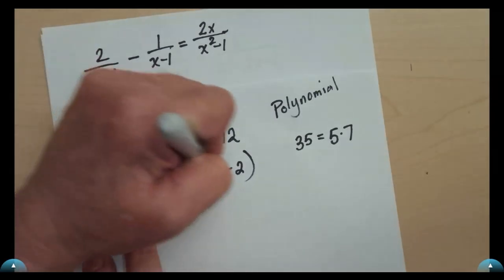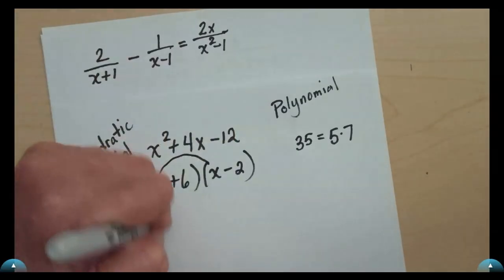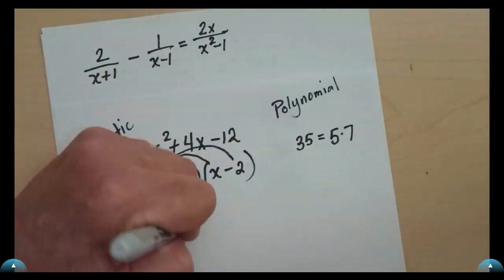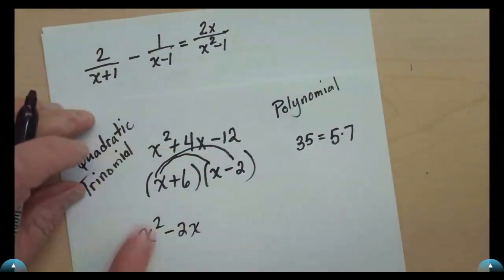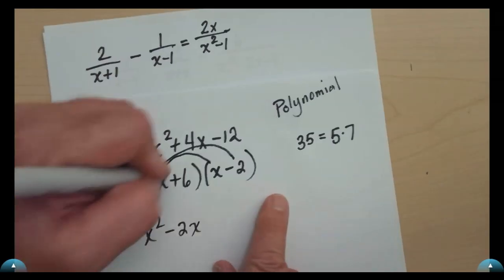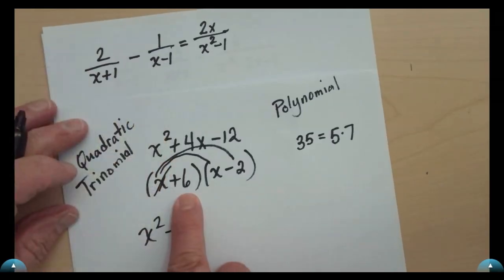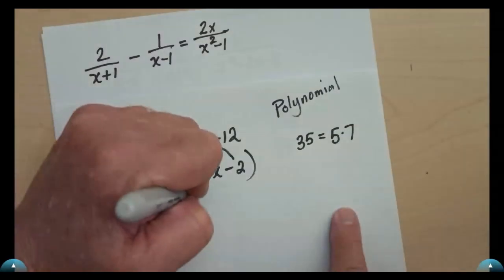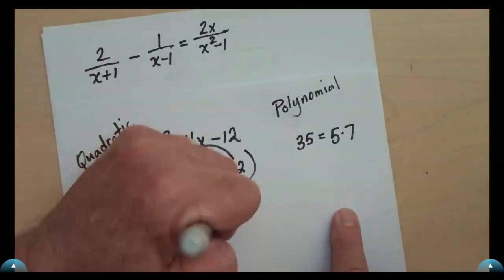We would go x times x, which is x squared, x times negative 2, which is negative 2x. So notice how I distributed that x term to each of the terms in the second parentheses. Now I'm going to move over to this next term, positive 6, and distribute it. 6 times x is positive 6x.